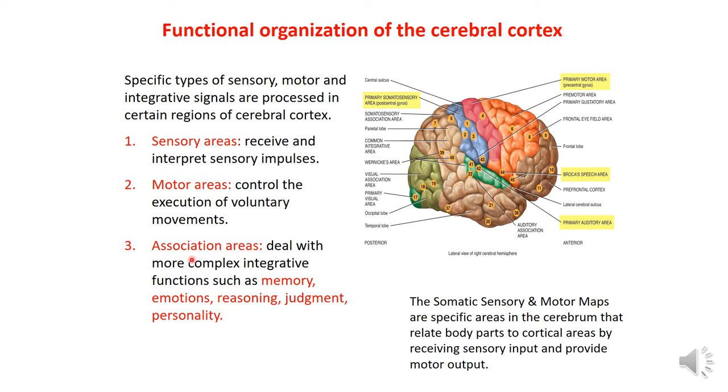Then we have association areas, and these association areas are concerned with the production of the integrative function, the understanding of meaning of sensation, the generation of memory, emotions, reasoning, judgment, and personality. All these are functions mediated by the association areas.